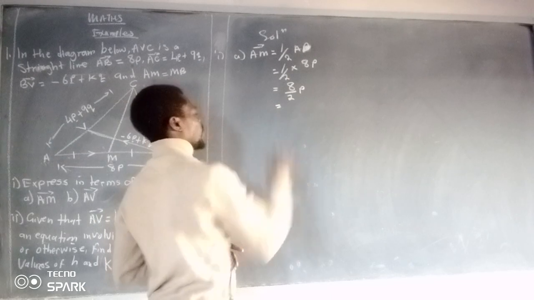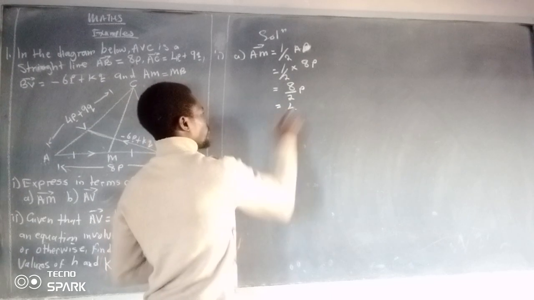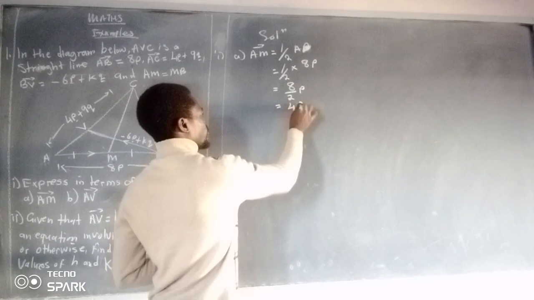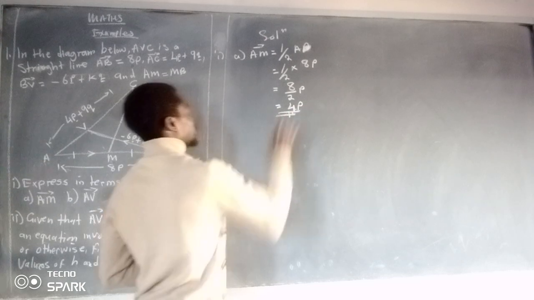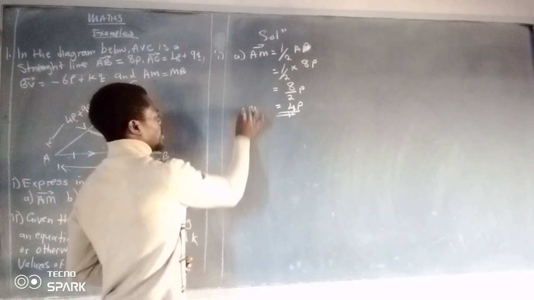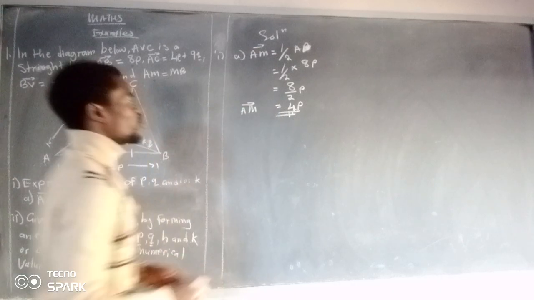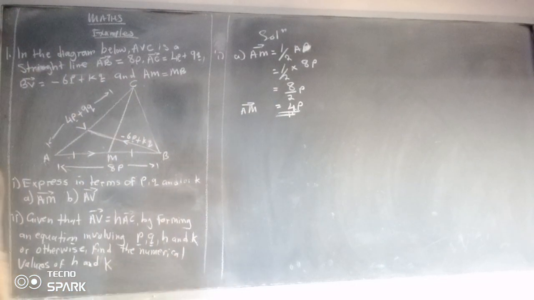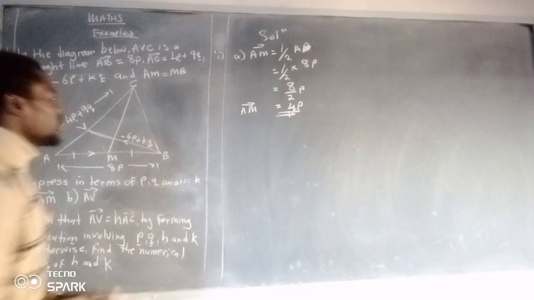So 2 into 8, it will give you 4. Meaning that AM is equal to 4P.